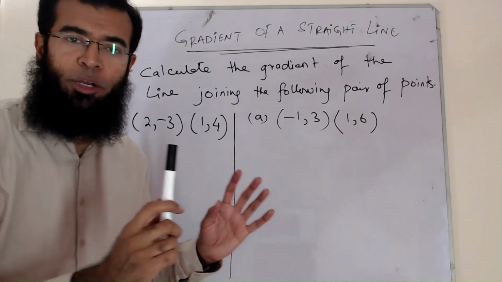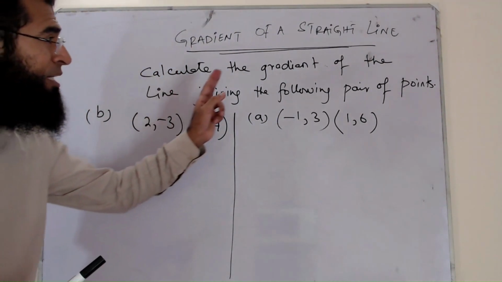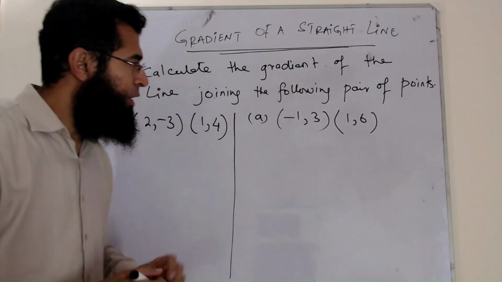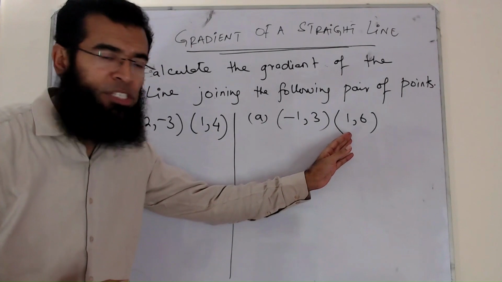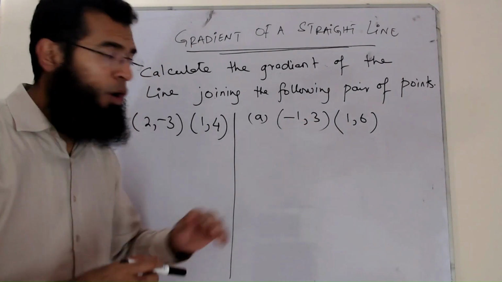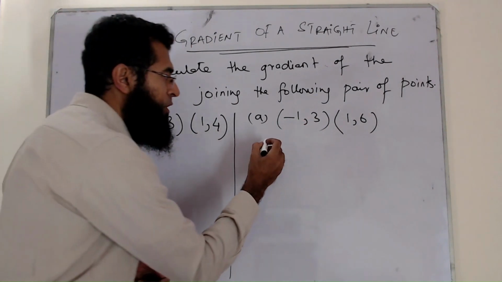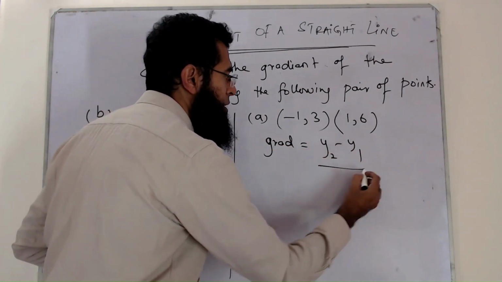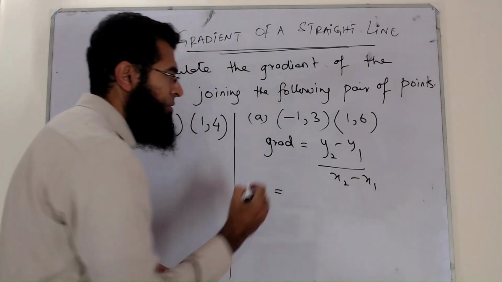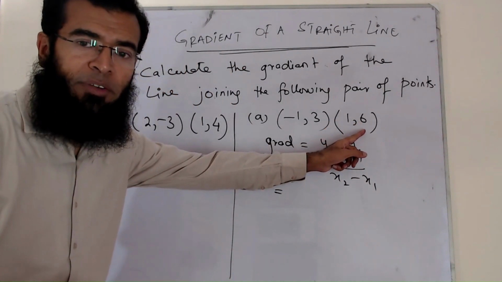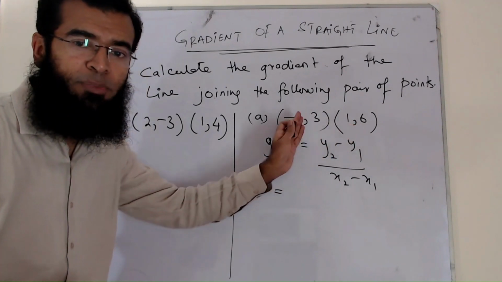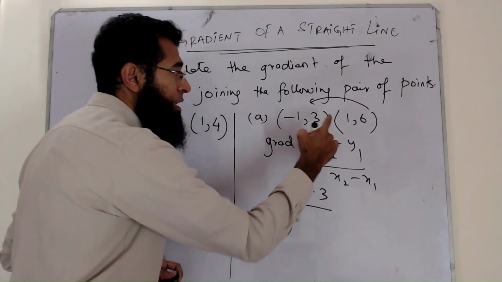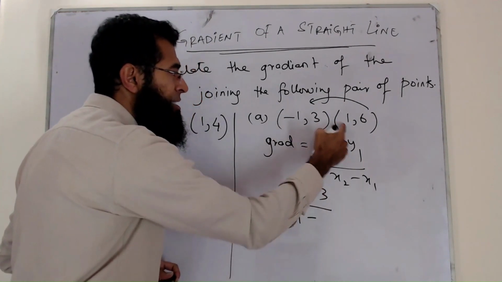Right, let's look into another question. Calculate the gradient of the line joining the following pair of points. We are given a line on which these two points lie. How do you calculate the gradient? Again, first we write the formula for the gradient, which is y2 minus y1 over x2 minus x1. Just plug in the values. Let's say this is point 2 and this is point 1. So y2 minus y1 over x2 minus x1.